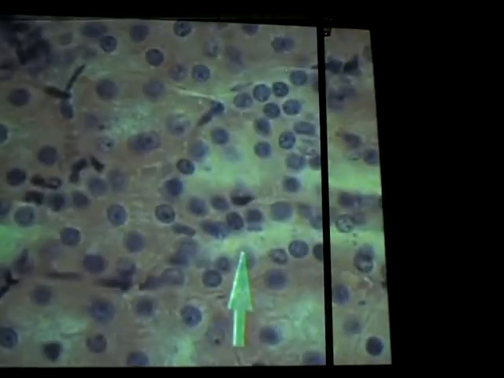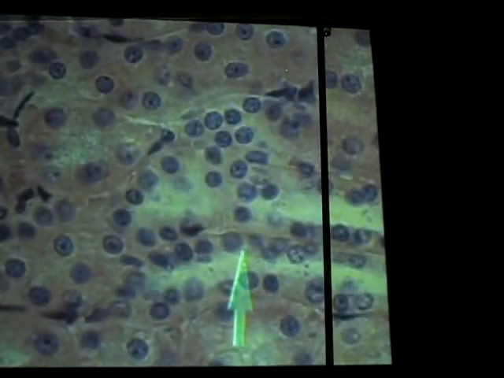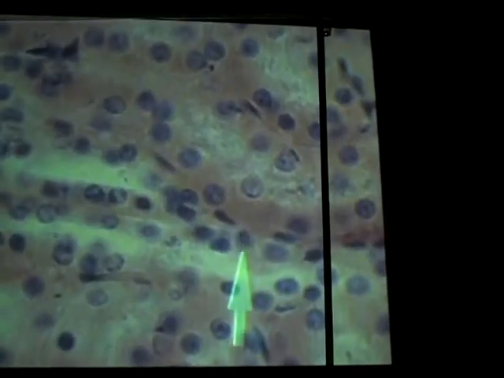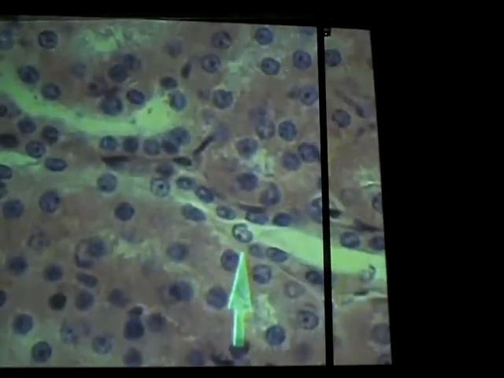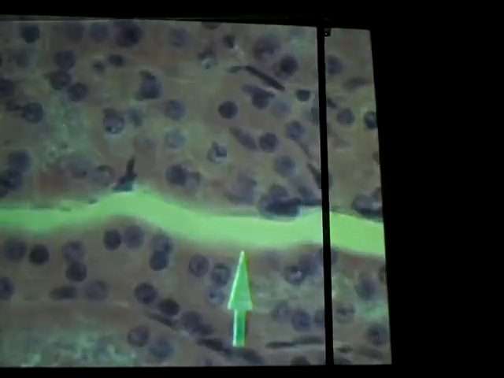With the collecting duct, what you're looking for is the tubules are going to be long tubules as well. They look a little bit similar to your thick ascending tubules, but you're going to see very distinct borders between the cells.